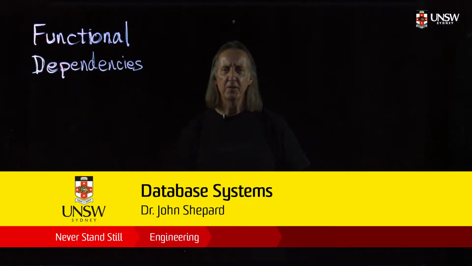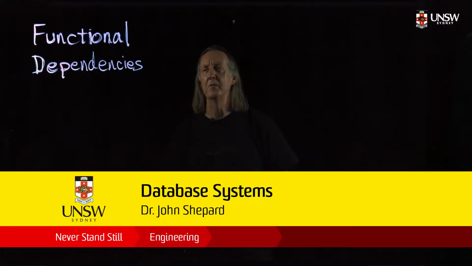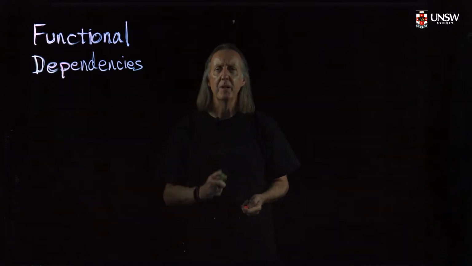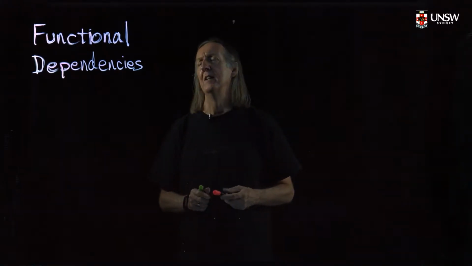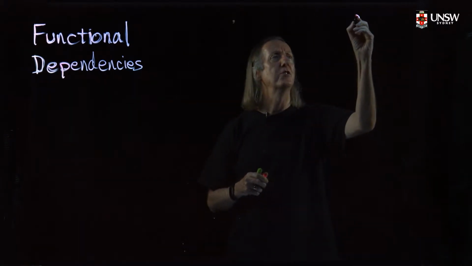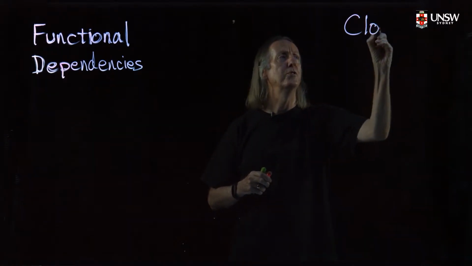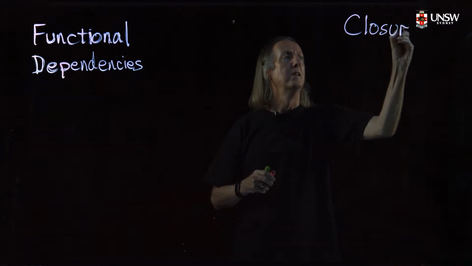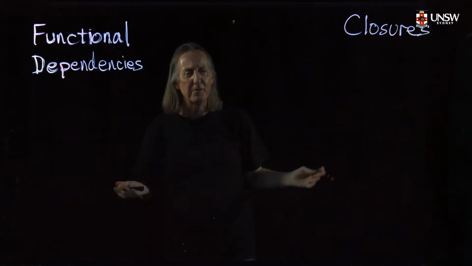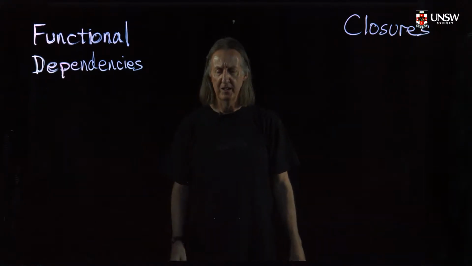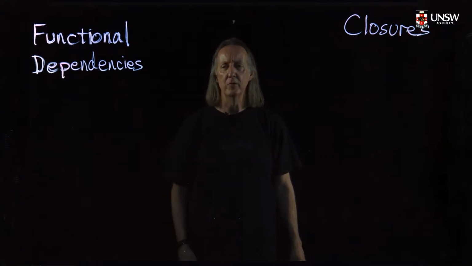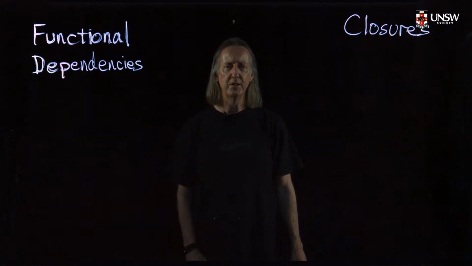Right, so in the previous video I talked about some of the various mathematical properties of functional dependencies. There's one more very important formal aspect of functional dependencies, and that's the notion of closures. Now typically we're going to have a set of functional dependencies associated with a schema, and we had a little bit of a look at that when we talked about the movies database.